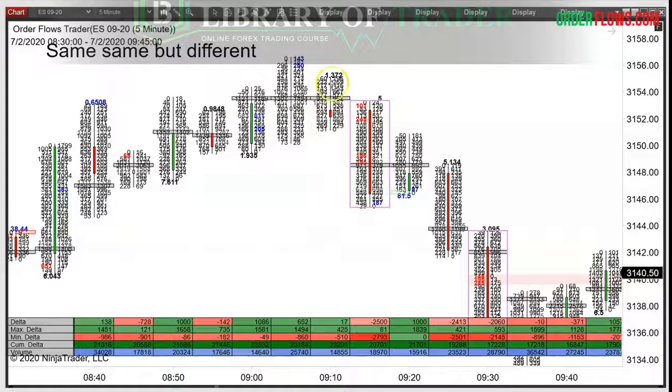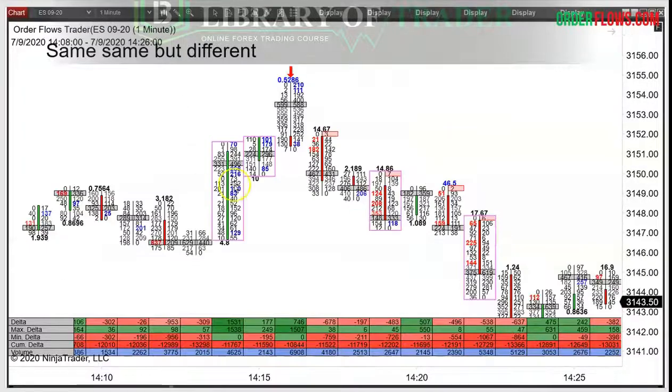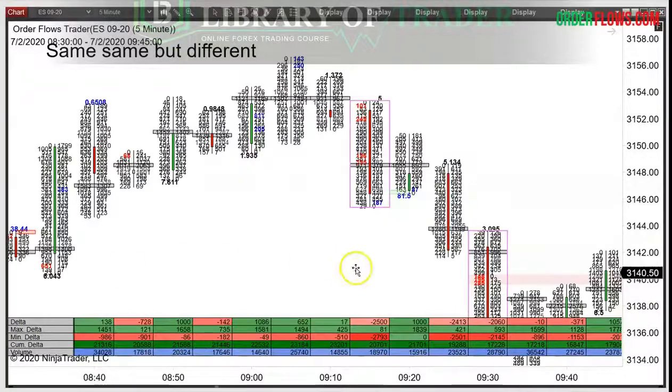You got small delta in this red bar right after the high. Delta is 17, which is nothing. It might as well just be minus 17. Then the next bar, boom, big negative delta, 2,500, and the market sells off right down below 31.40. Here, it sells off from the 31.50 area down into the low 40s. There's a difference. This 1 minute chart is a 5 minute chart. But it's the same reaction, and the order flow is kind of similar, right?